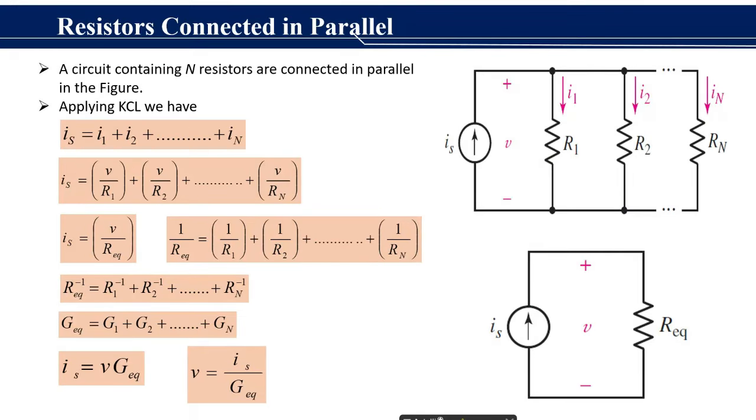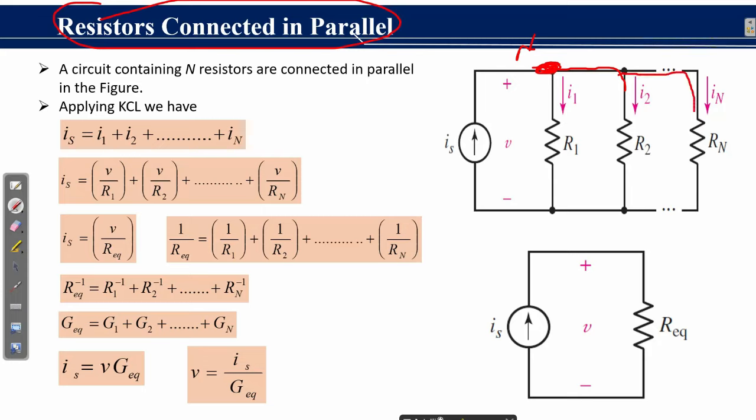Resistors connected in parallel. A circuit containing n resistors connected in parallel is shown by this figure. First, we try to understand this figure. The resistances R1, R2 up to Rn are connected in parallel to this applied source having current Is. All the resistances and the applied current source are connected to this common point N. Here at this common point N, the applied current Is divides into various branches, I1, I2 and In.